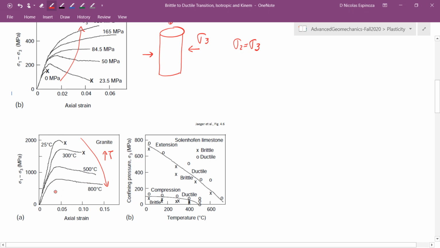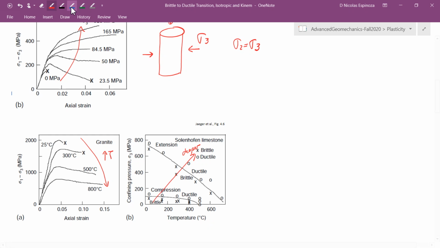And this has a very important meaning in terms of engineering and geological applications, because the deeper you go, the higher the temperature and the higher the confining pressure or mean stress is going to be. And you can combine these two parameters as we see in this plot, where as we go deeper, we go into higher confining pressure or higher mean stress and higher temperature.